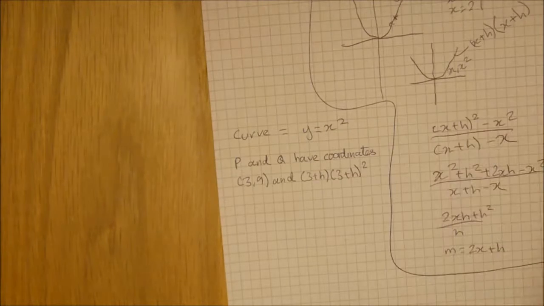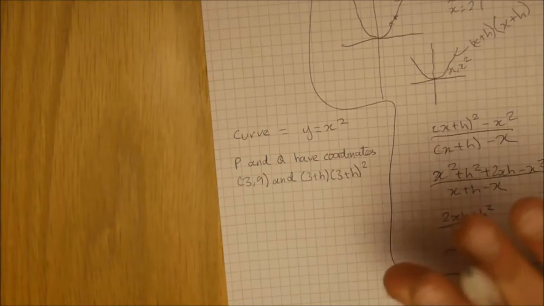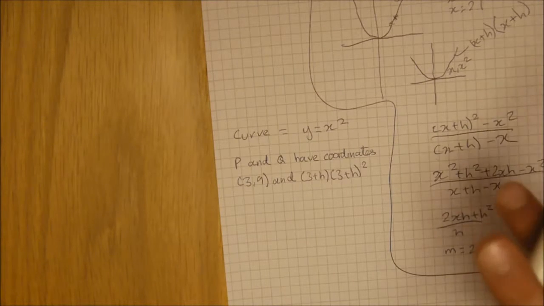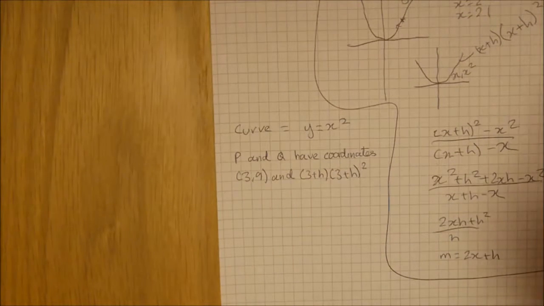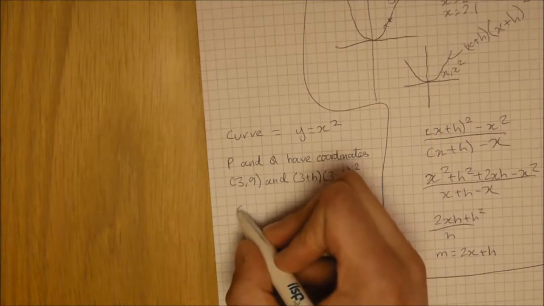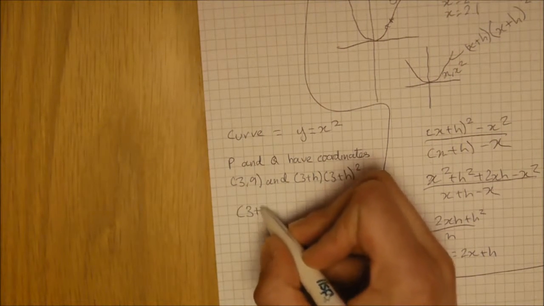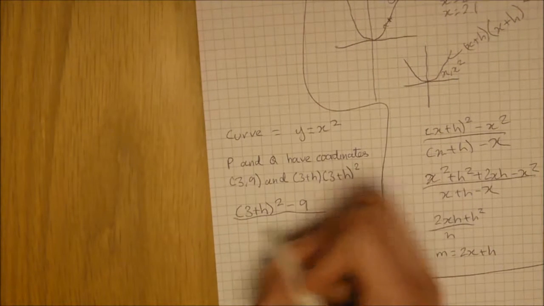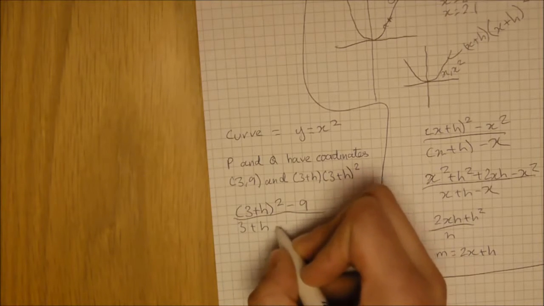Now, this isn't actually any different from the one that we previously did. All we've done is put it in a slightly more wordy way, which is the way you're going to see it mainly in the exam papers that you're going to face at the end of this year, if you're in year 12. If you're not, then some point in the future. So it's the same method as last time. It's (3 plus h) all squared minus 9, over 3 plus h minus 3.